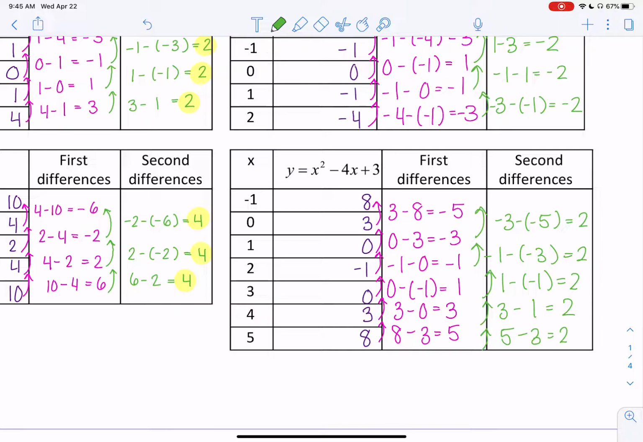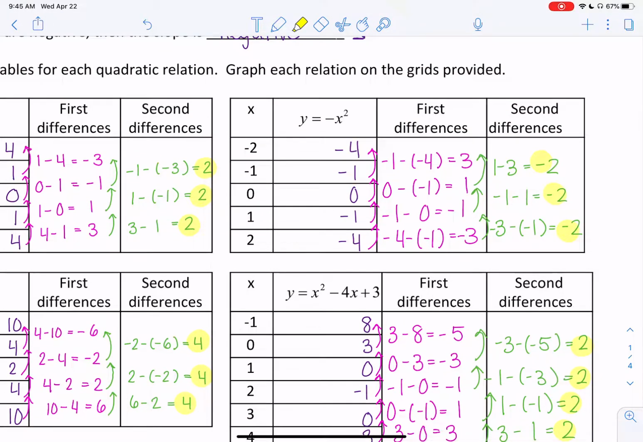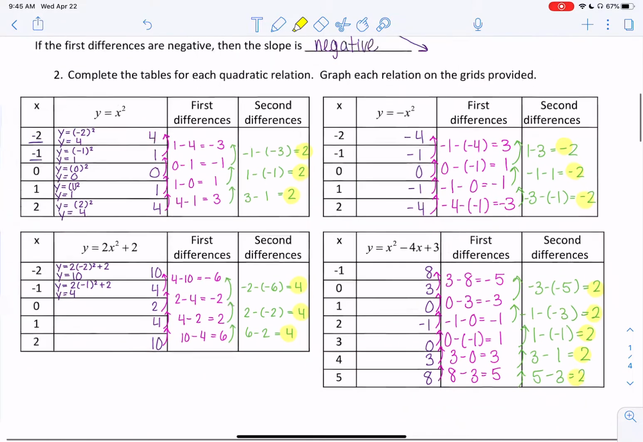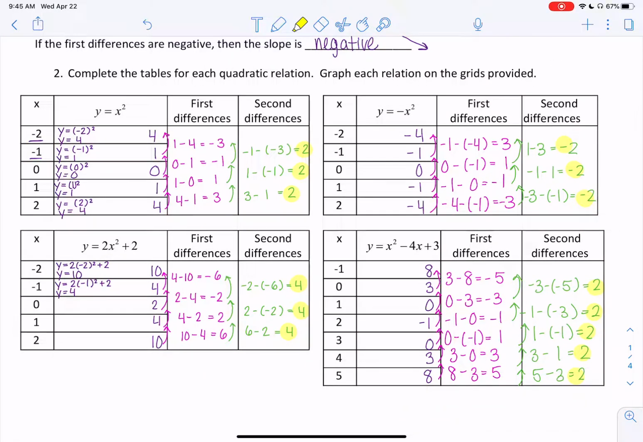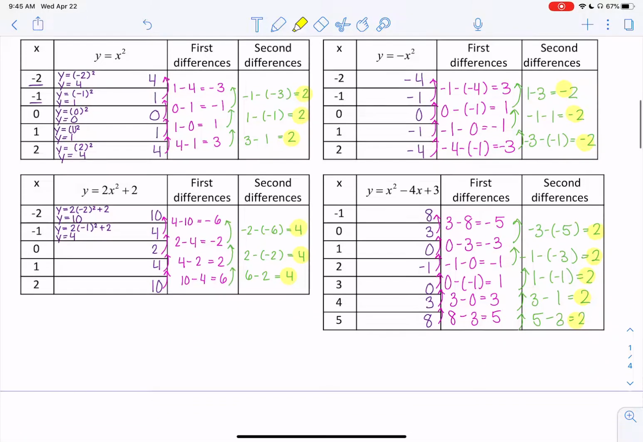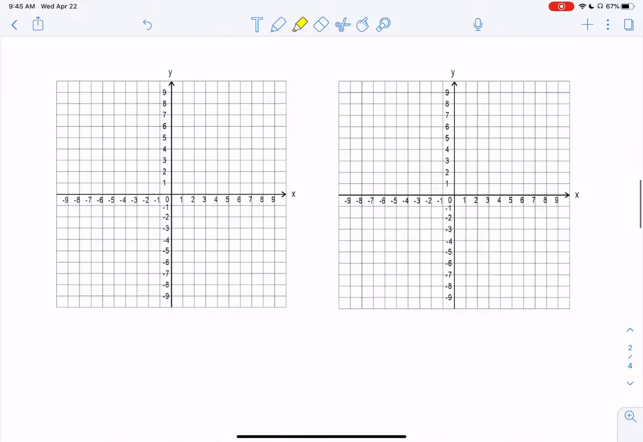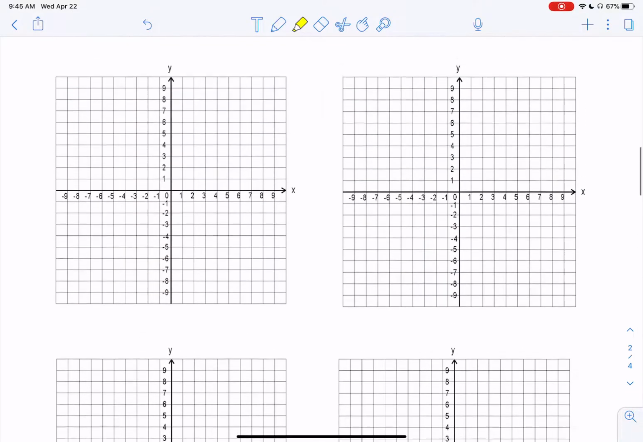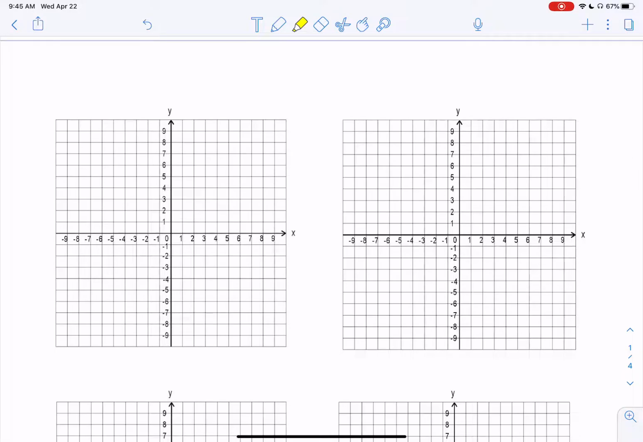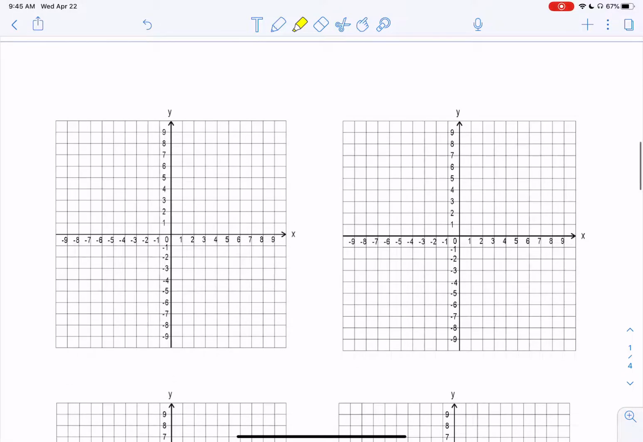If you go through, you'll notice that for all of these examples, our second differences match. So now we want to make some conclusions. Go through and quickly graph those using our points. They should look something like this.